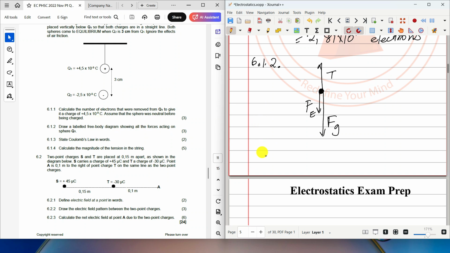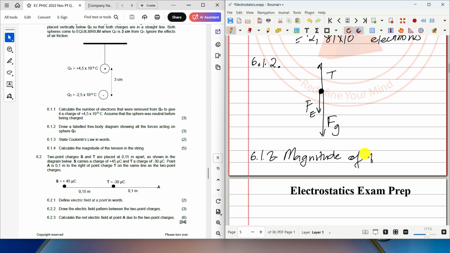Now, 6.1.3, state Coulomb's law in words. It says, no worries, Coulomb's law in words: the magnitude of the electrostatic force exerted by one point charge on another point charge is directly proportional to the product of the magnitudes of the charges and inversely proportional to the square of the distance between the charges. But let's write it down.